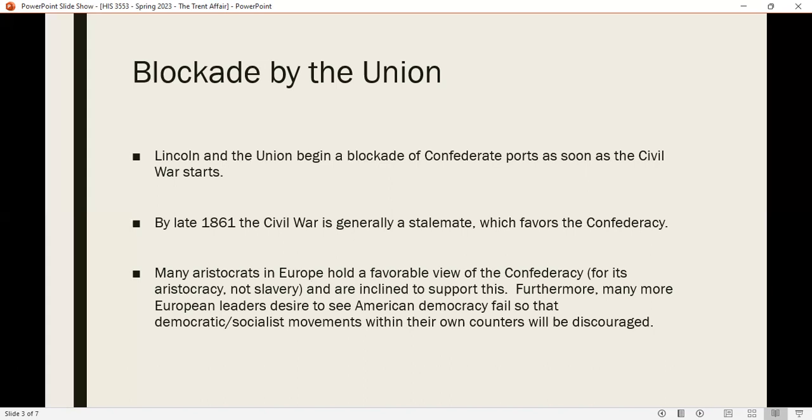And this works for two purposes. One, it validates a lot of European aristocrats' leadership and authority. And furthermore, they're looking to put down some democratic and socialist movements that are going on in their countries. Don't forget, just before this, Marx and Engels had put out the Communist Manifesto. So the beginnings of a more democratic and or socialist Europe is starting to be in the works, and the leaders don't like that.